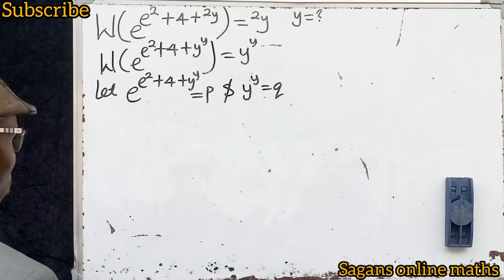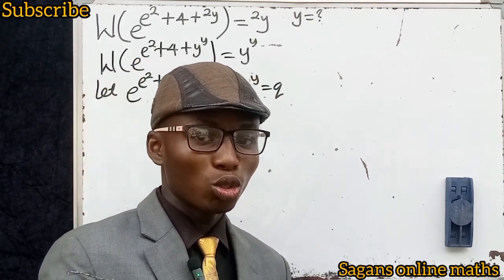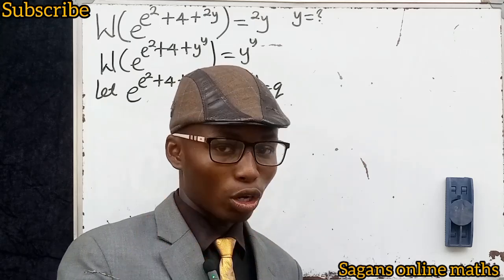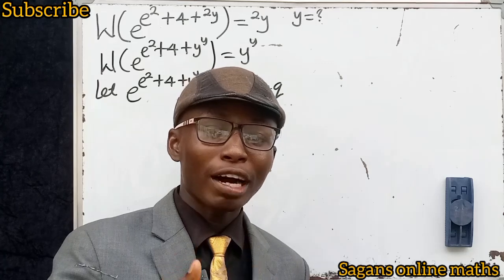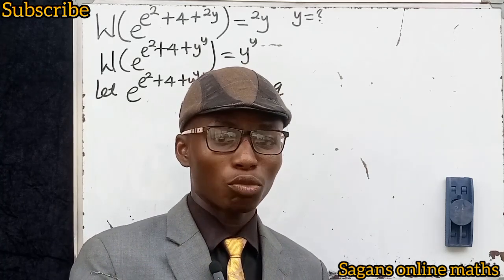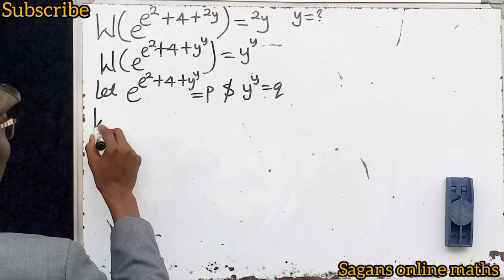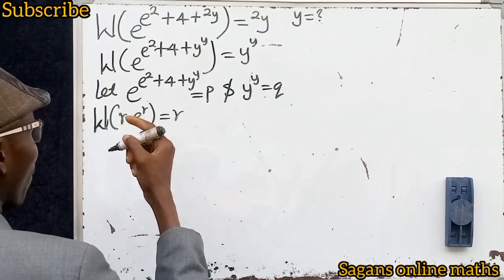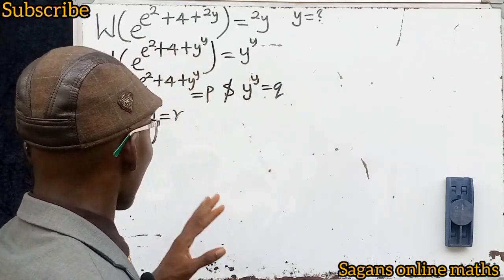Now, I want you to understand some properties of the Lambert W function. Remember, if you're watching my videos, I've told you more about the Lambert W function. The Lambert W function you're hearing about today is the product of logarithm. That means the Lambert W function is the inverse function of f of x equals x multiplied by e to the x. Remember that the Lambert W function of r multiplied by e raised to the power of r equals r, by the definition of the Lambert W function. Now this is amazing.